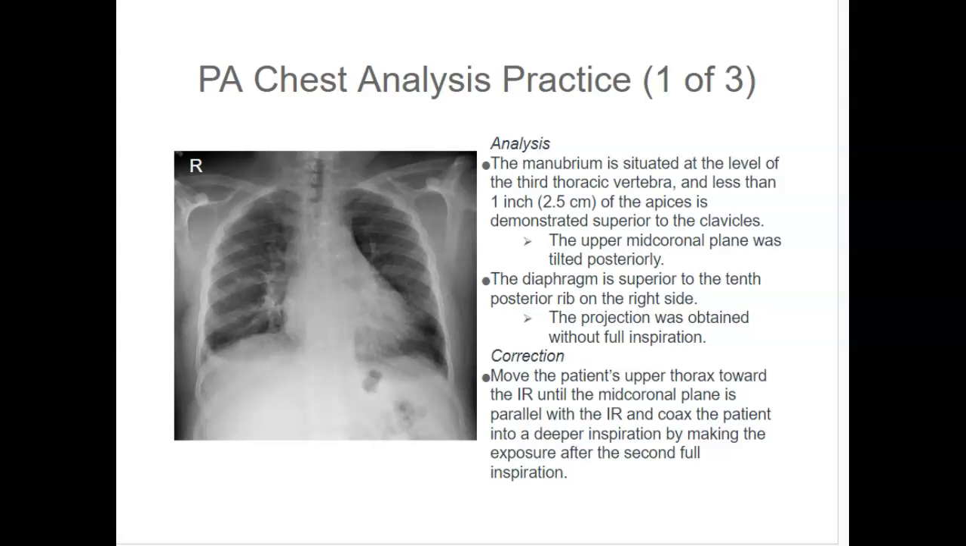Also, if you count the ribs, posterior ribs, you can see that we do not have an image that was taken on a full inspiration. So in order to correct these anatomical mispositionings in this image here that we've taken, we need to move the upper thorax towards the IR until the mid-coronal plane is parallel with the IR. And then make sure that we take the image or projection on the second full inspiration.